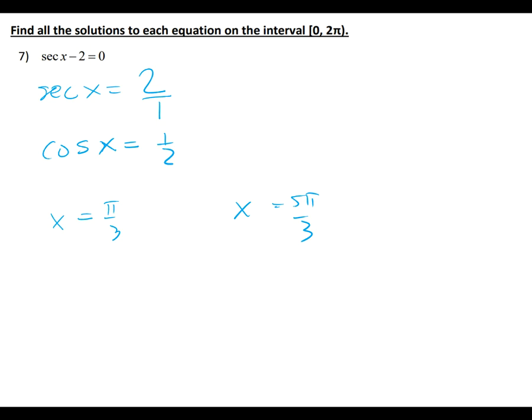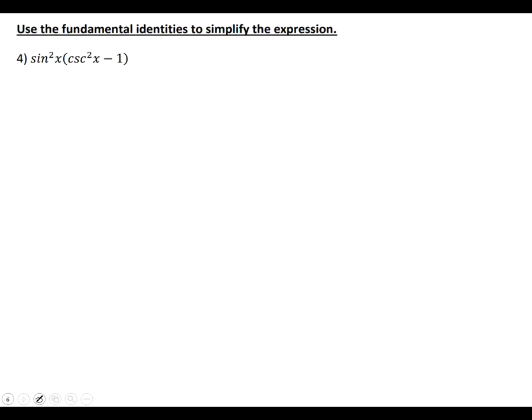Alright, you've got one left. We want to see our last one. Which one? 4? Yeah. Okay, 4 is going to be our last one.